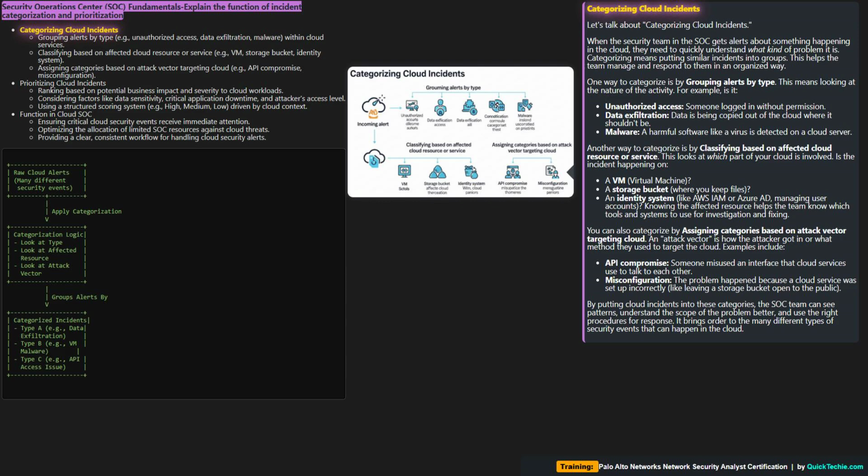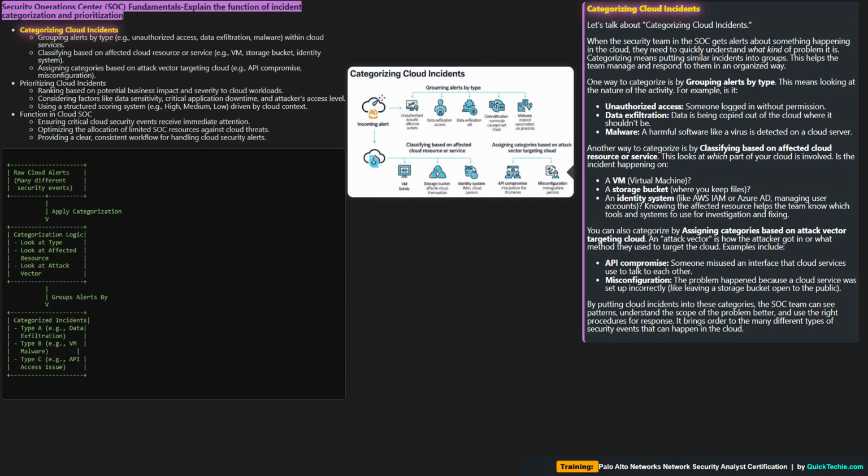Another way to categorize is by classifying based on affected cloud resource or service. This looks at which part of your cloud is involved. Is the incident happening on a VM, virtual machine, a storage bucket, where you keep files, an identity system, like AWS IAM or Azure AD, managing user accounts? Knowing the affected resource helps the team know which tools and systems to use for investigation and fixing.